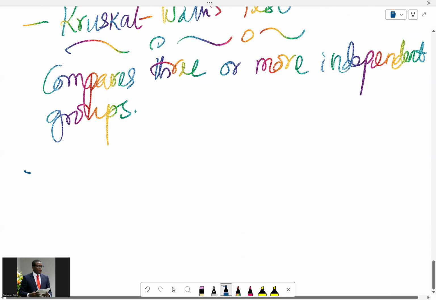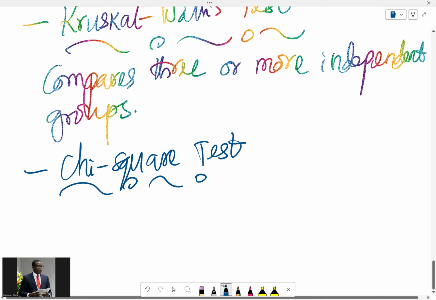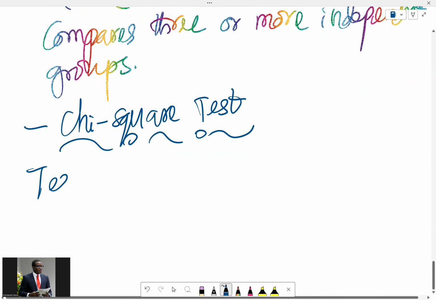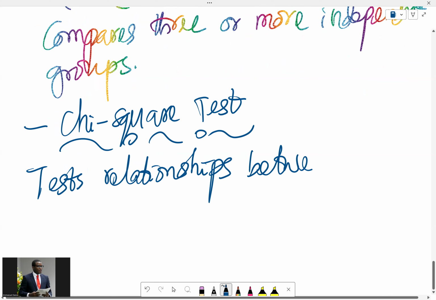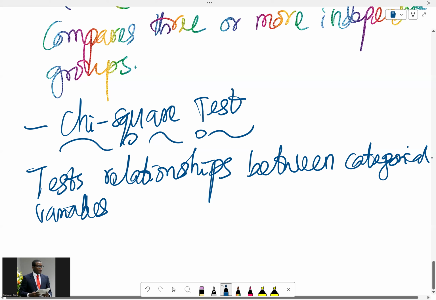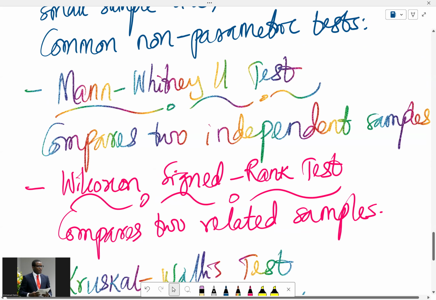And lastly, we have the popular chi-square test. For the chi-square test, this actually tests relationships between categorical variables. So if you have categorical variables and you want to test the relationship between them, then you can use the chi-square test.